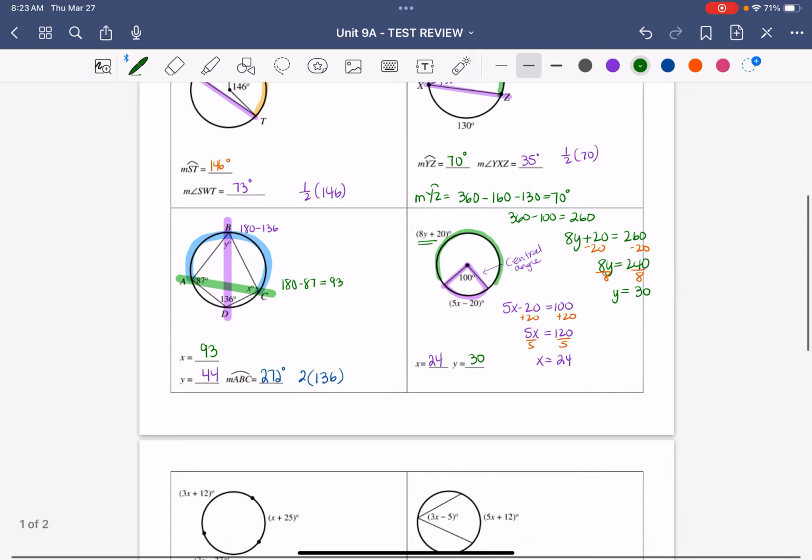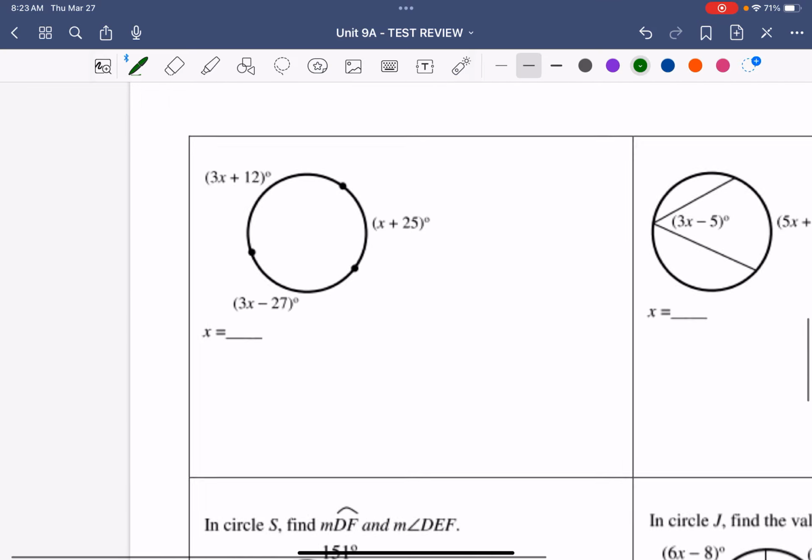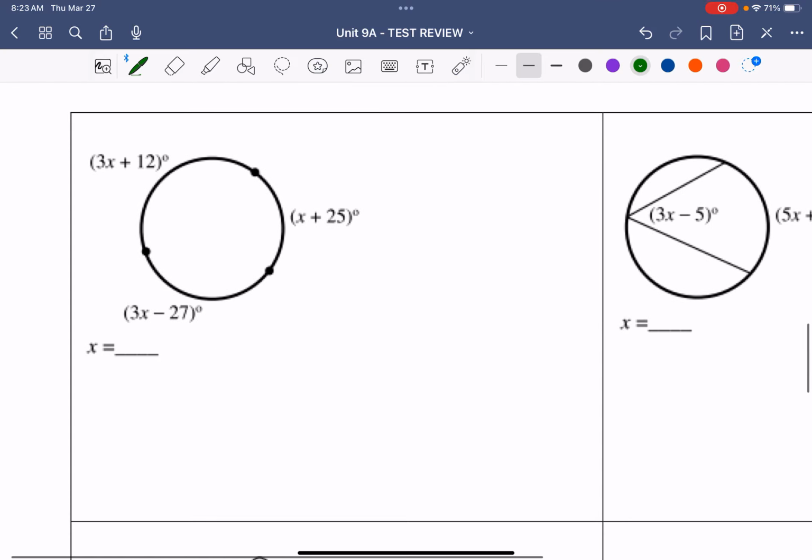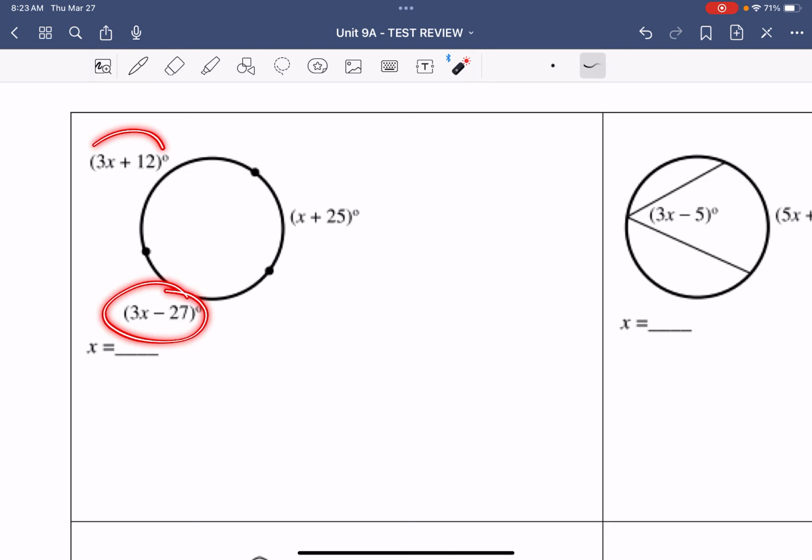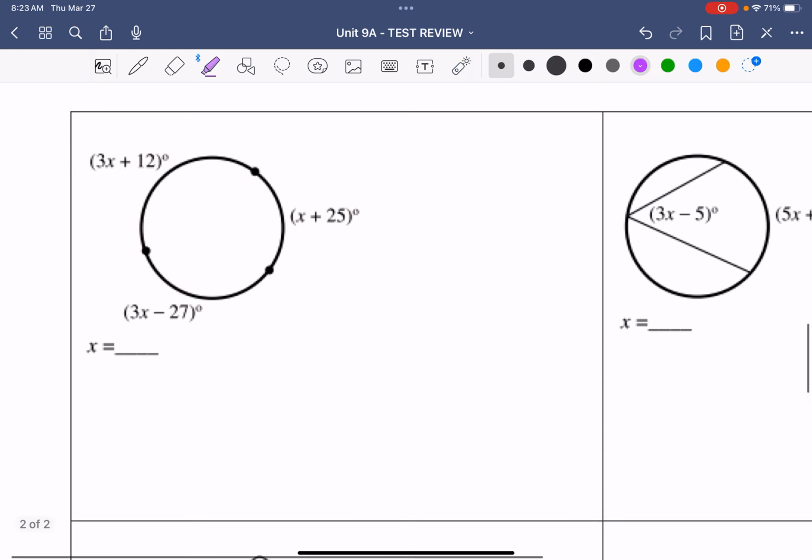Okay, turn to the back. Next problem, each one of these little expressions here is referring to the arc that it's next to. So this 3x plus 12 represents this arc. This x plus 25 represents this one. And then 3x minus 27 equals this bottom one. So see how all together it's going all the way around the circle?